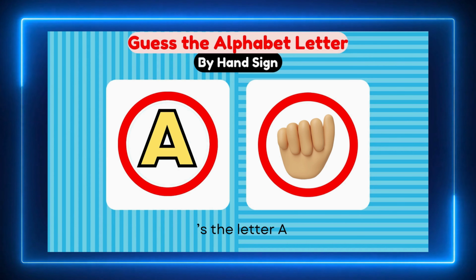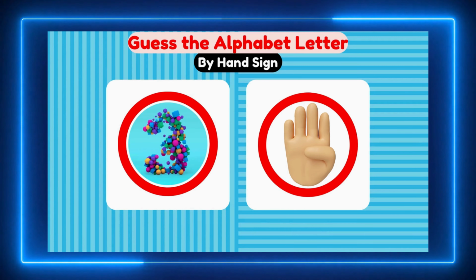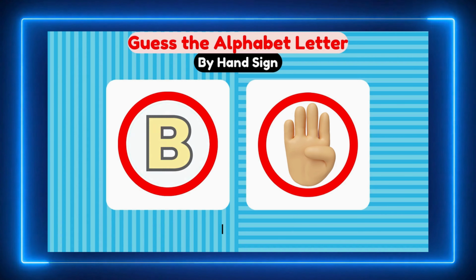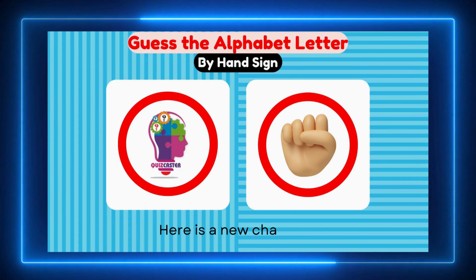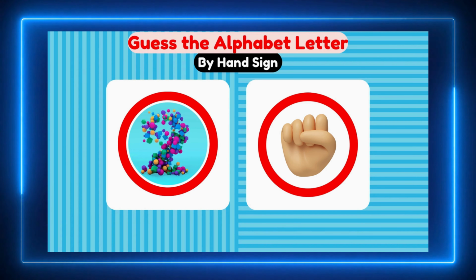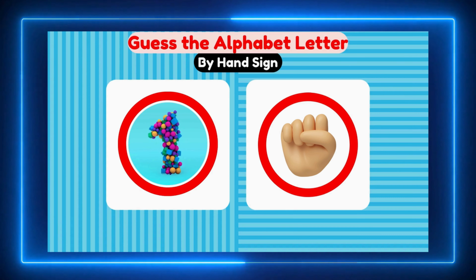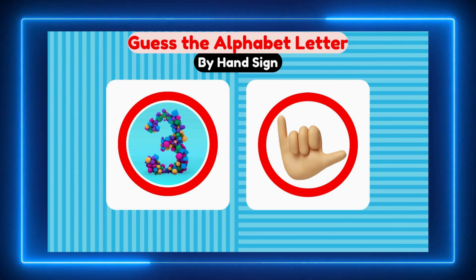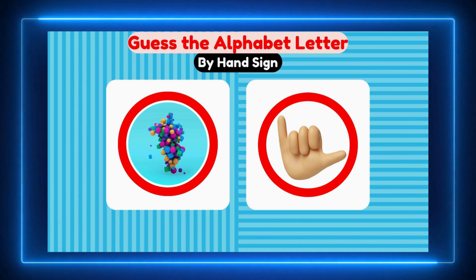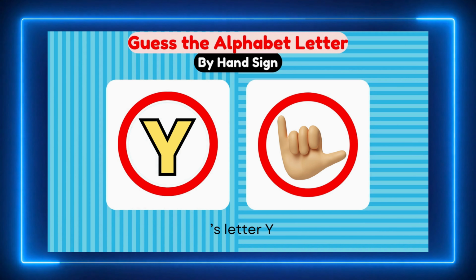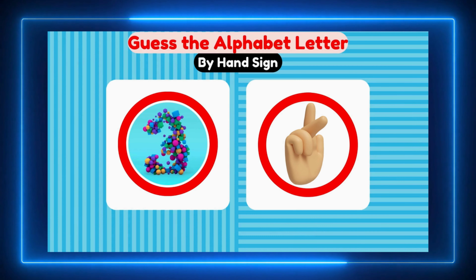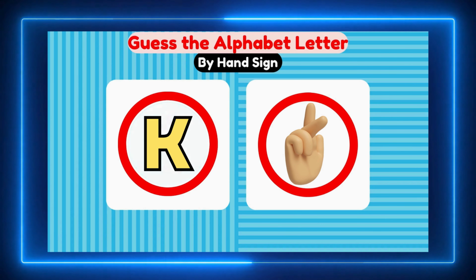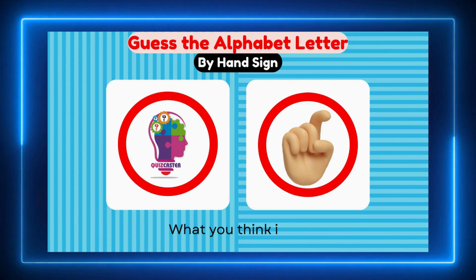It's the letter A. Here's another hand sign. It's B. Here's a new challenge. It's letter S. Which letter am I showing? It's letter Y. What letter could it be? K. What do you think it is?